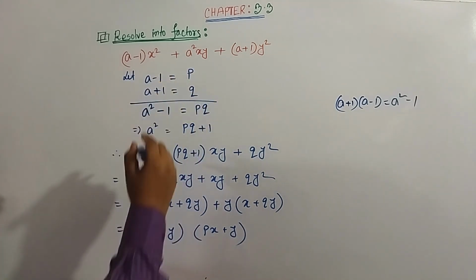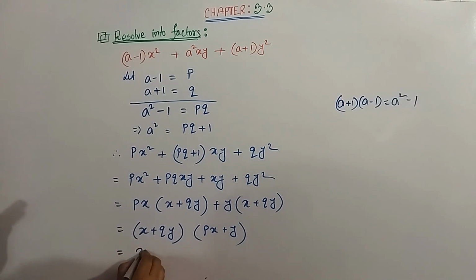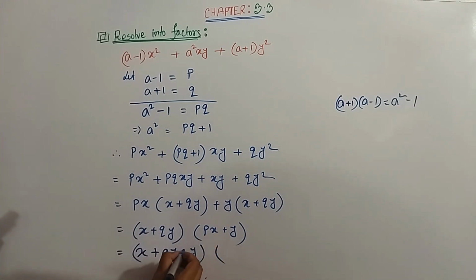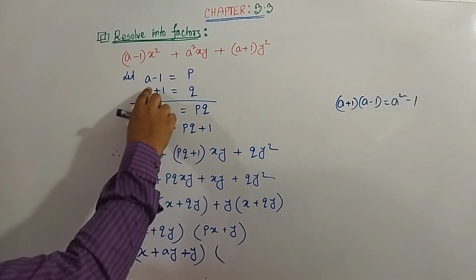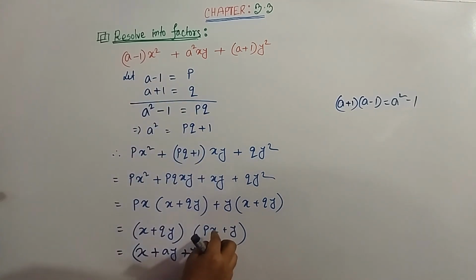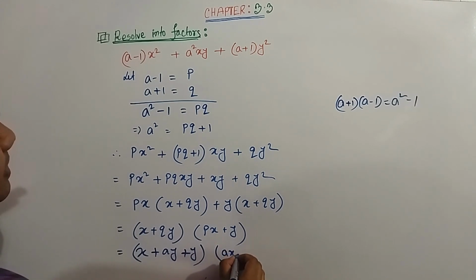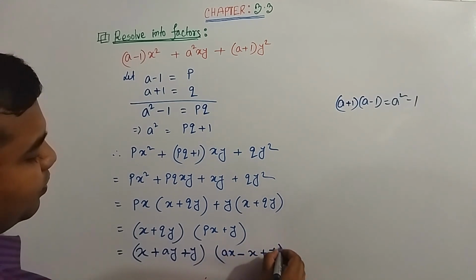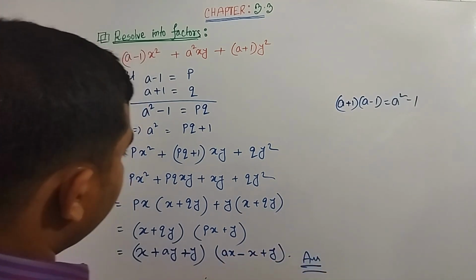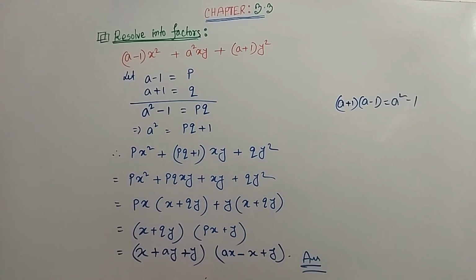Since p is a minus 1, we have to multiply with x, and the value of q was a plus 1, with y, that will be actually ay plus y. And here if we put in the value, p was a minus 1, so a minus 1 into x will be ax minus x plus y. So this will be our resultant answer for problem number 2.